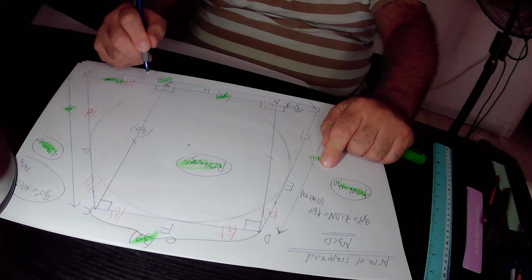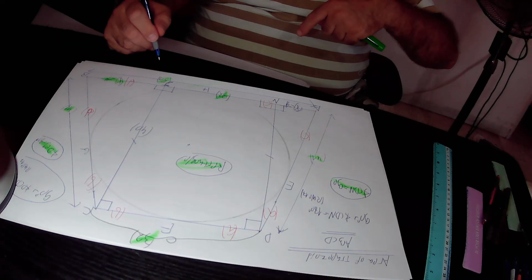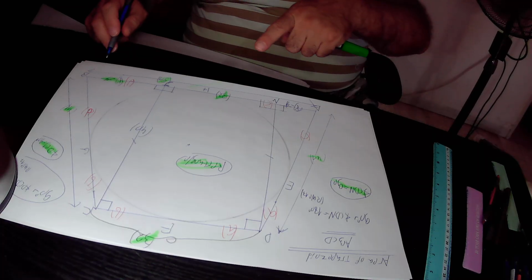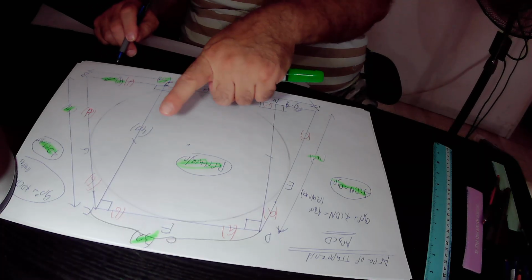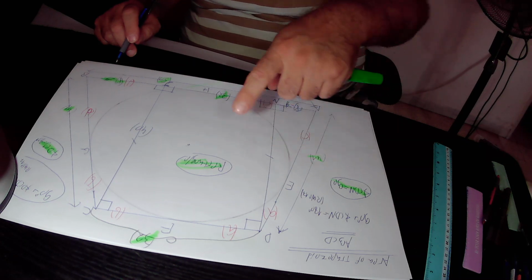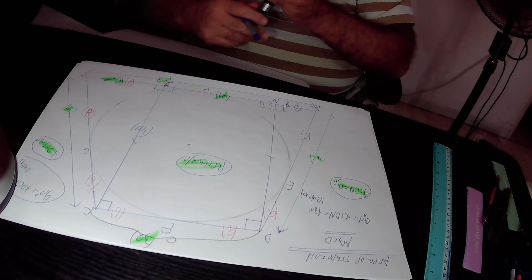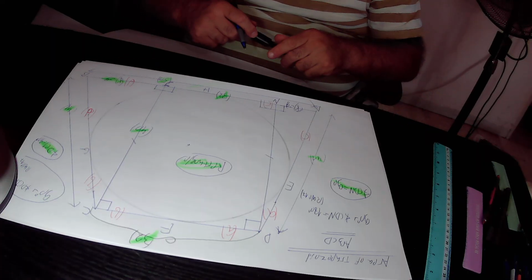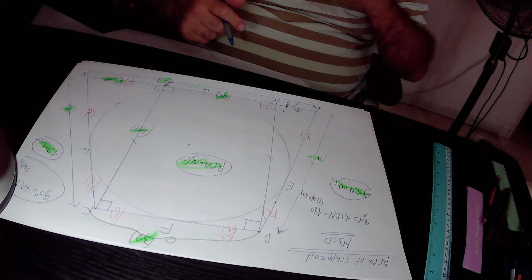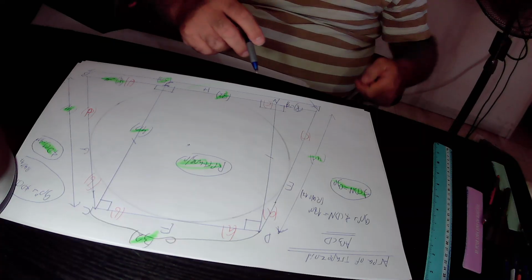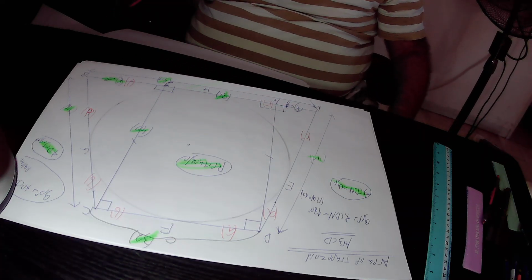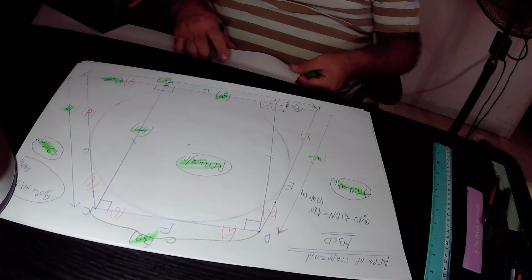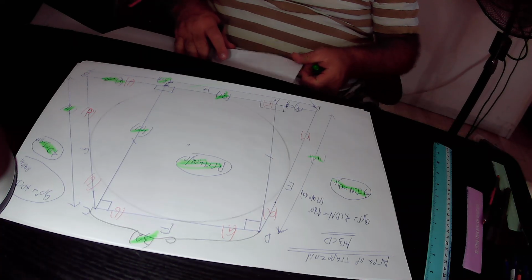CJ is actually also the height of the trapezoid ABCD because it creates 90 degrees with the base AB, and it also creates 90 degrees with the base CD. Therefore, CJ is the height of trapezoid ABCD. Our task is to find out the area of this trapezoid ABCD.